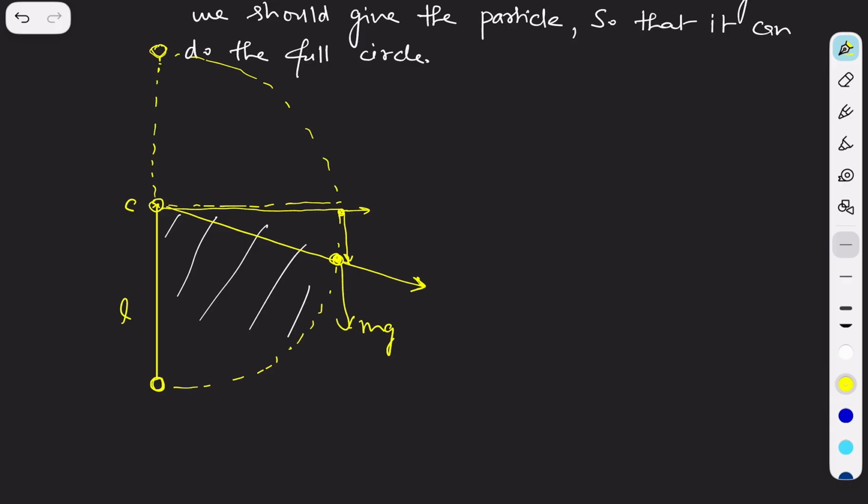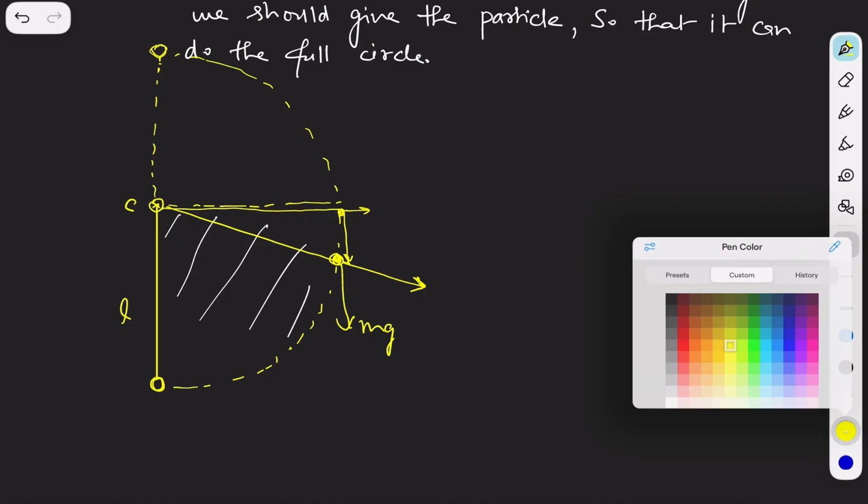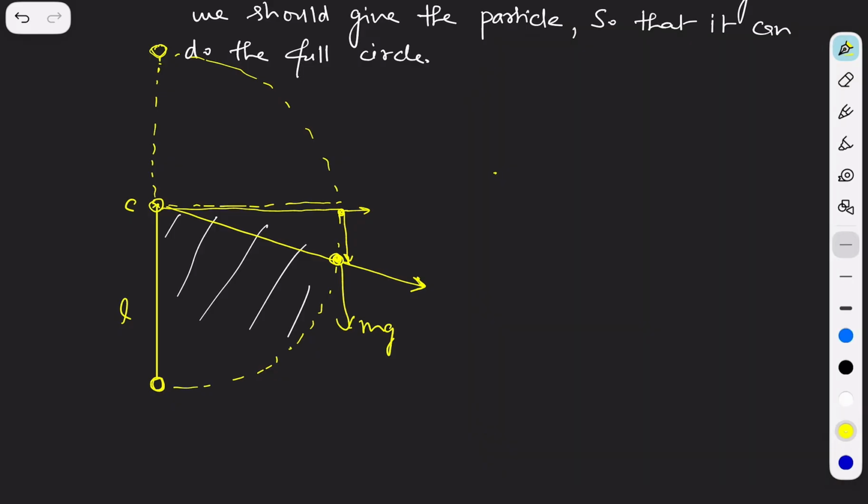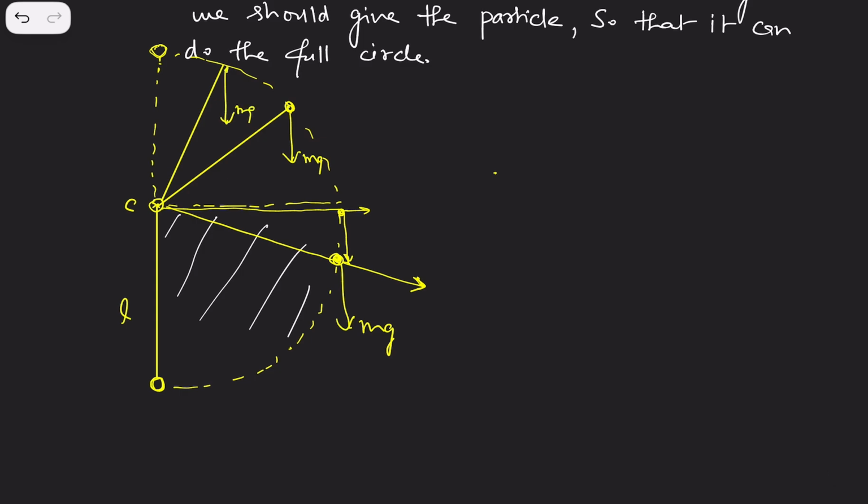Now the thing is, suppose when the string goes in the upper segment, when the particle is here, if you see, mg is having a bigger component towards the center. mg is having a bigger component towards the center.